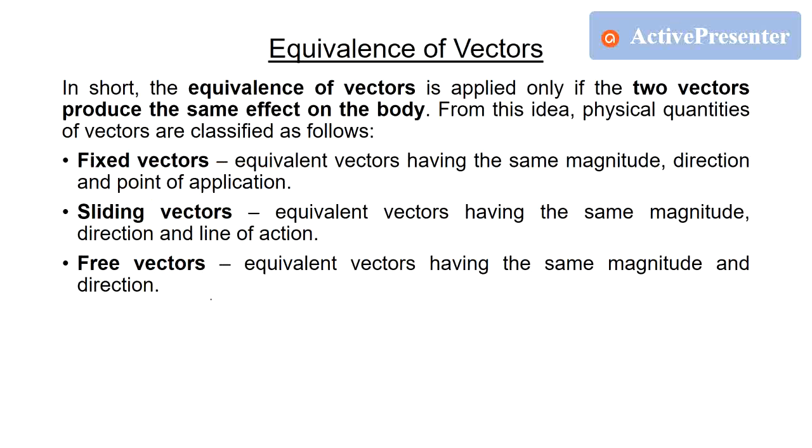Free vectors are equivalent vectors having the same magnitude and direction. These types of vectors are not particular in the point of application and line of action. A common example of these free vectors are couples, which we will discuss in our next lecture videos. We will explain that later.